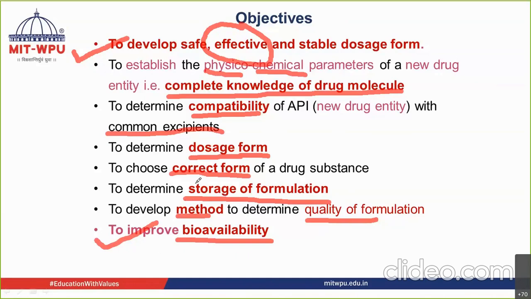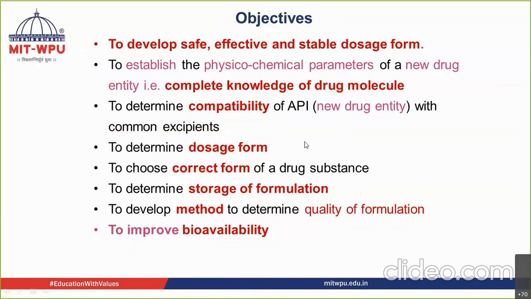So, what are the objectives? Let us go with the objectives once again. Okay. First is to develop a safe, effective, and stable dosage form, to have the complete knowledge of the drug molecule, to check whether the drug molecule is compatible with the excipient in order to decide the dosage form, to choose the correct form of the drug substance, to determine the storage of the formulation, how the formulation should be stored, to develop a method to determine the quality of the formulation, and to improve the bioavailability. So these are the various objectives of the pre-formulation studies.